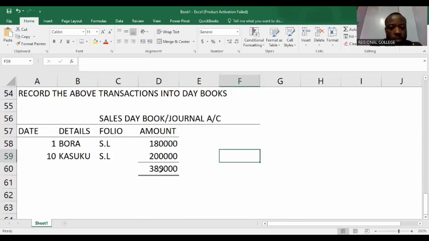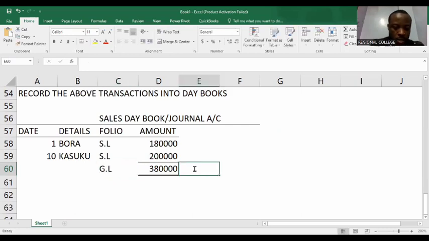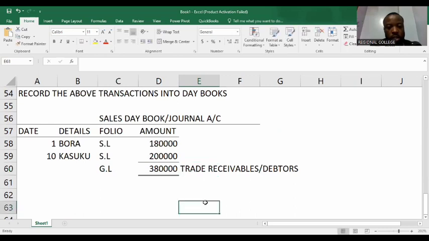So this amount is inclusive of all your debtors. That means it is supposed to go to the general ledger of your debtors. The general ledger is called the trade receivables. That is the total value of your debtors, trade receivables. And nowadays, sometimes we call them the debtors, the people who owe you. Their total value is that one. So in the total value of 380, if I go to the trade receivables, I will see 380. But I will not be able to know which customer is owing me how much. For me to know which customer is owing me how much, I come back to the sales day book. I know that Bora is owing me 180 from the value of 380.